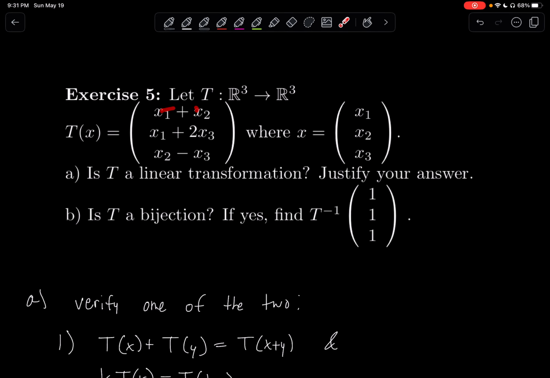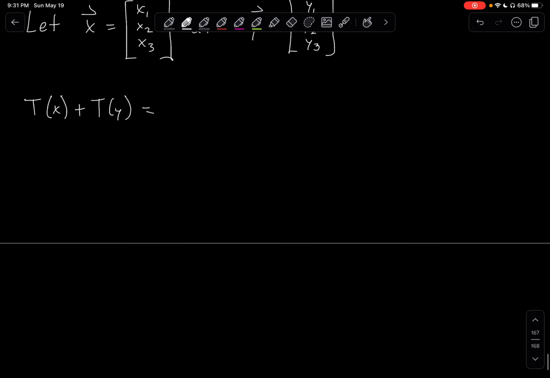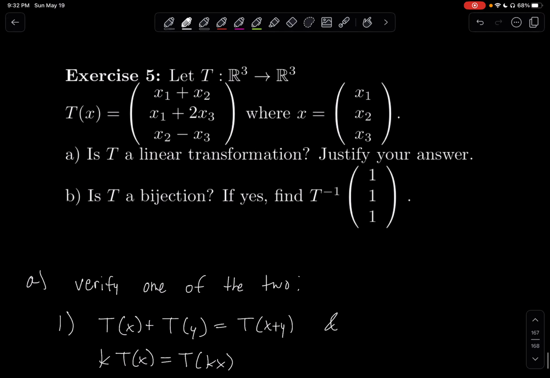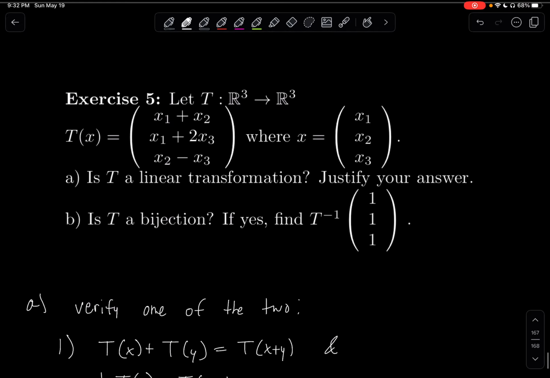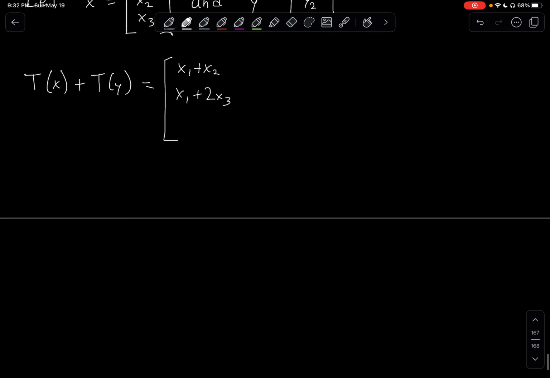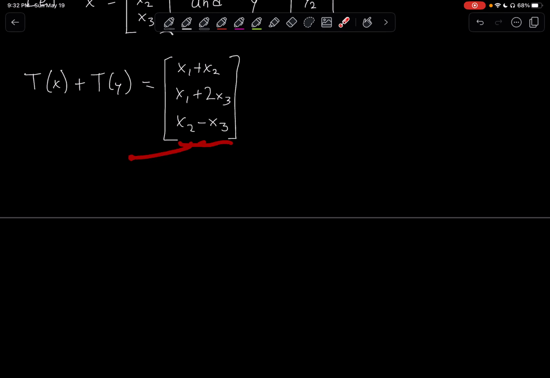So in the first component, I have x1 plus x2. Because I'm dealing with x right now, I can almost copy that down. So I have x1 plus x2. And what else do I have? I have x1 plus 2x3. And then what else do I have? I have x2 minus x3. Okay, so I'm going to close that off, just denoting that this came from this guy right here. So I'm going to add it to T of y.